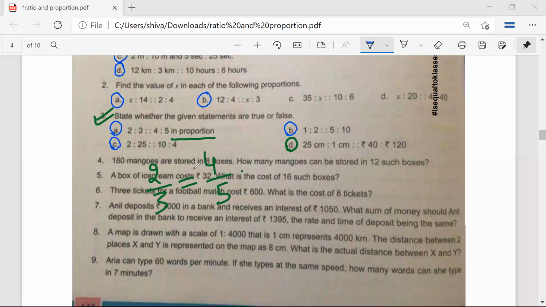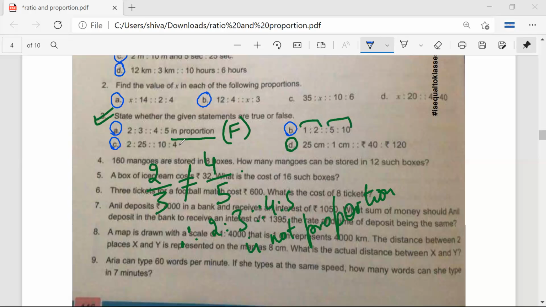2 by 3 is not equal to 4 by 5. Therefore, 2 is to 3, 4 is to 5 is not in proportion. So the answer would be false. That's it. Mr. Satya, any doubt? No, sir. So you need to just check whether these are true or false. You need to take the ratios and check whether the ratios match or not. Is there any doubt still? No, sir.